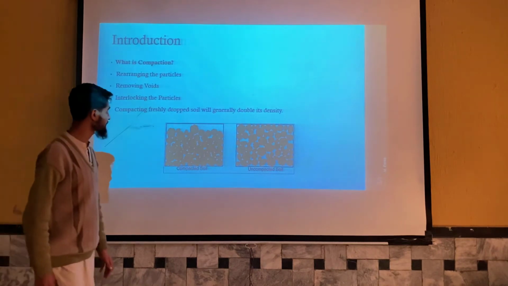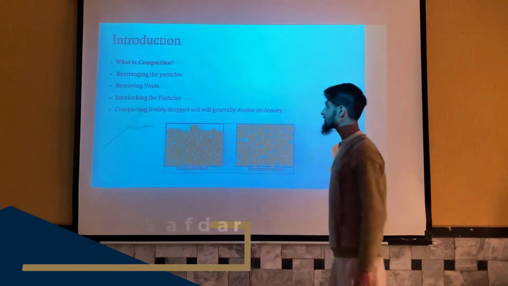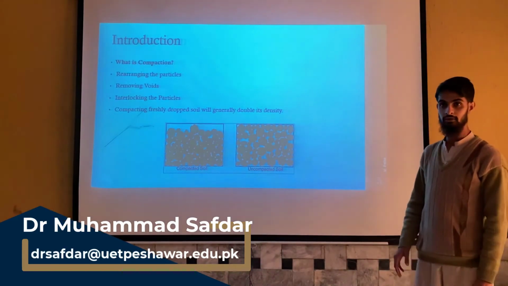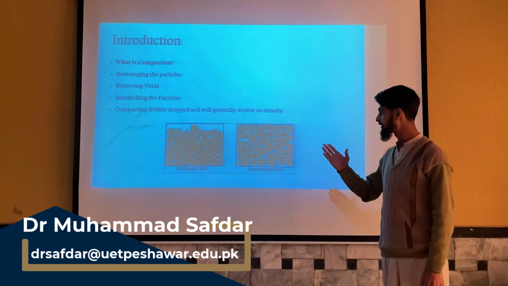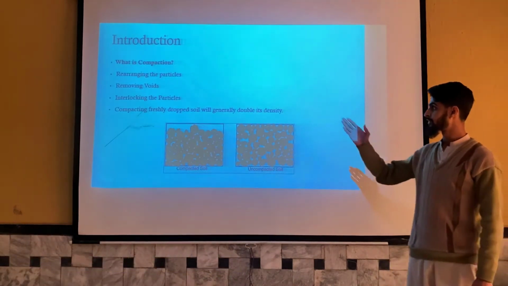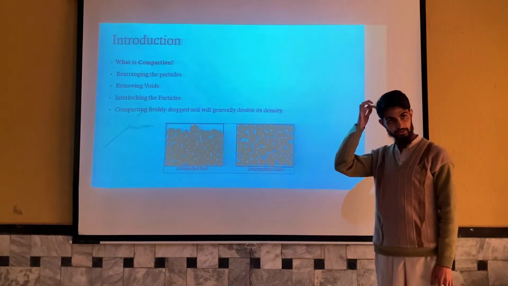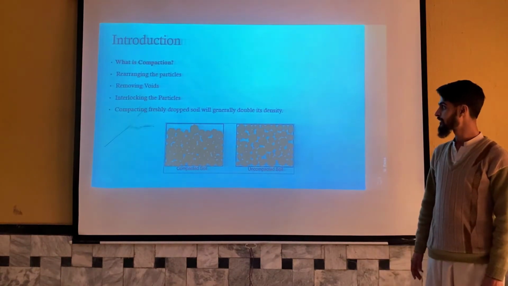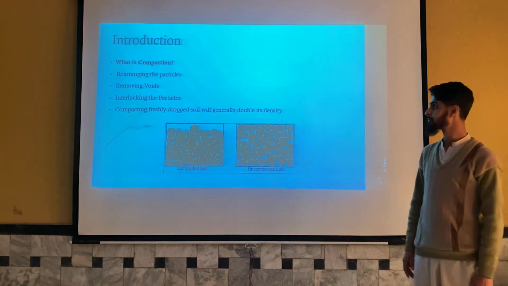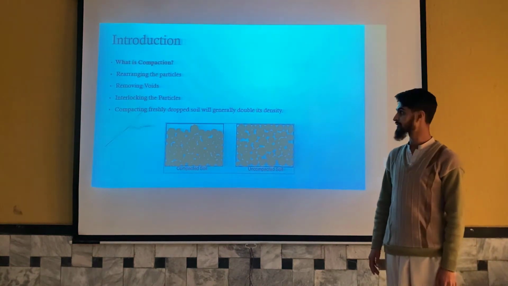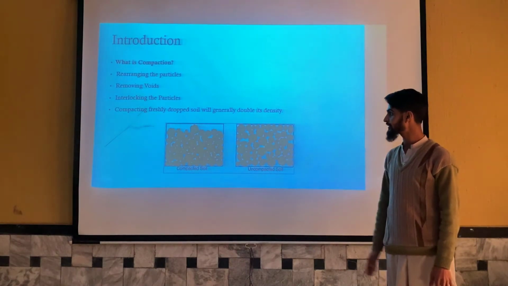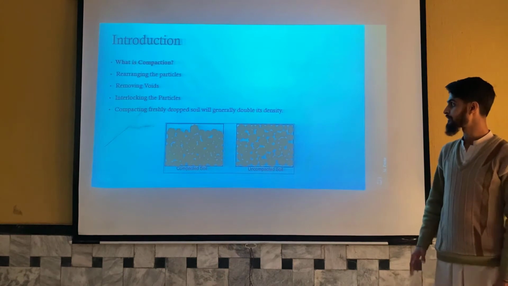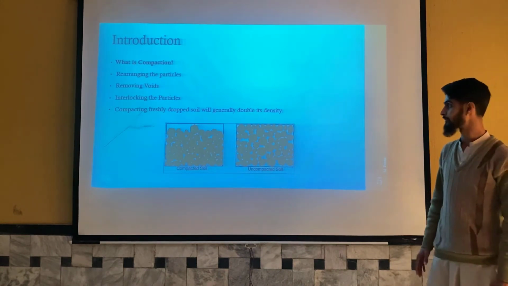So what is compaction? It is the rearranging of the particles. Basically we compact land or soil to rearrange the particles in the soil. Removing the voids. You all know that soil consists of a lot of voids, which is not good. So we remove the voids by compaction. Interlocking: the particles are packed into each other, and they form a good bond.